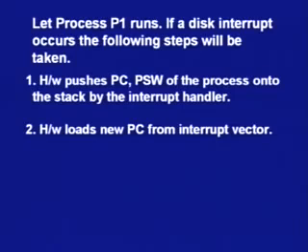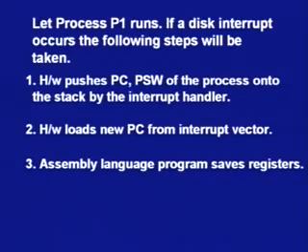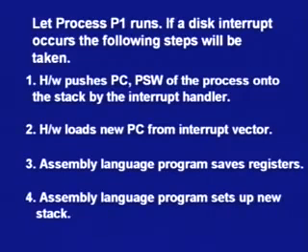Therefore the program counter value is saved and the process status word is also saved onto the stack, and this is done by the interrupt handler. This portion is provided by the interrupt handler and automatically done by the hardware. A new value of the program counter is loaded into the program counter from the interrupt vector, and then after that all the registers of the previous process are saved and a new stack is set up for the new process. These two functions are provided by the assembly language program.